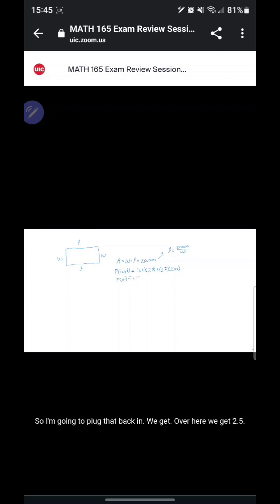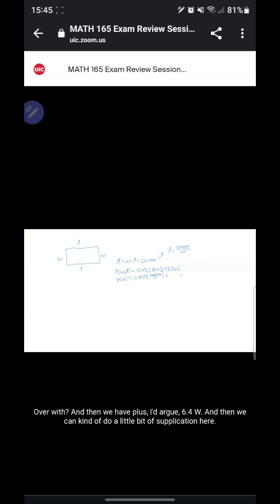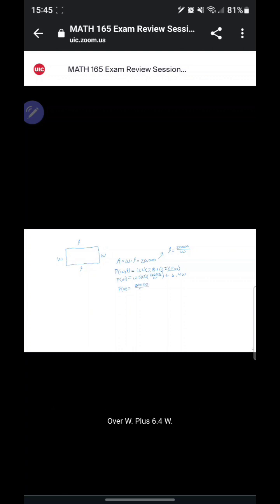We get 2.5 times 2 times this length, which is 20,000 over width. And then we have plus, I'd argue, 6.4 W. And then we can do a little bit of simplification here. We get 5 times 20,000 is 100,000. So we have 100,000 over W plus 6.4 W. We're going to derive this to maximize it. Once again, we have to derive it and set it equal to 0.